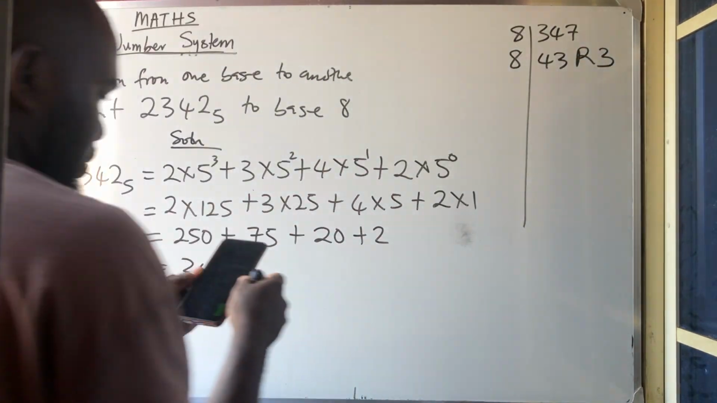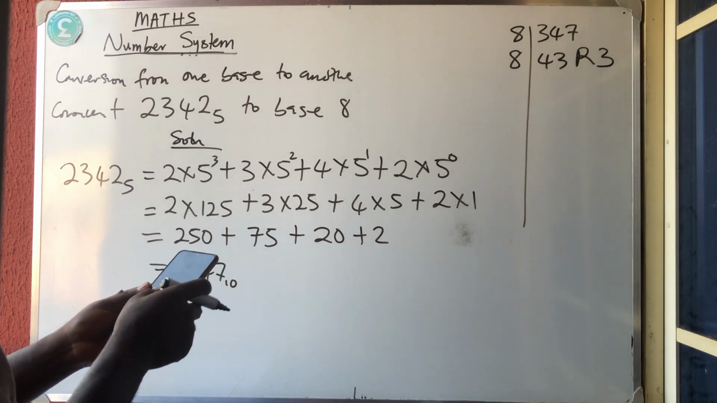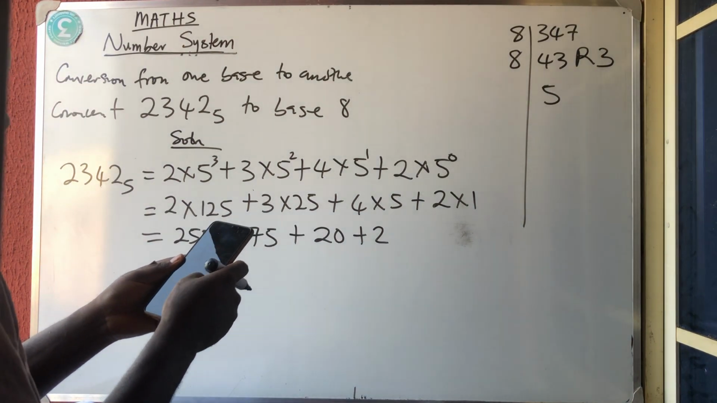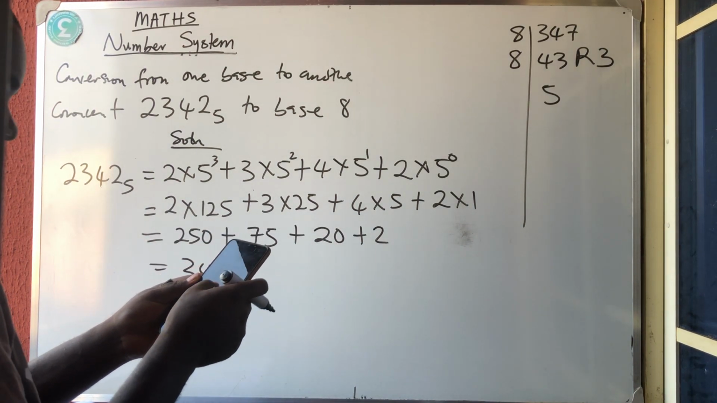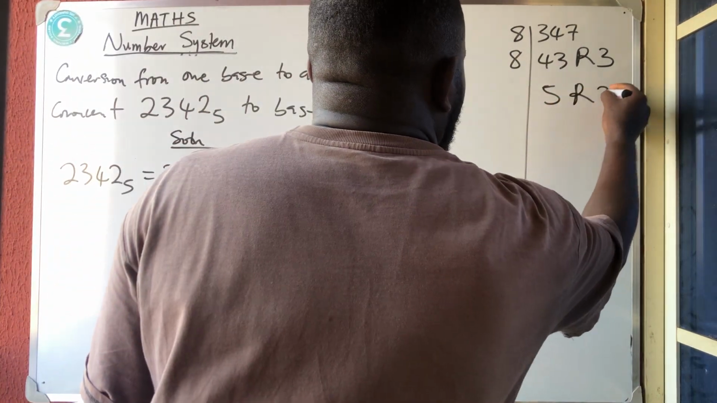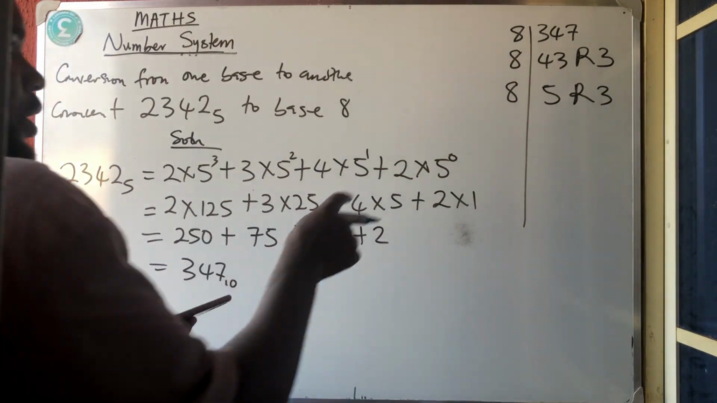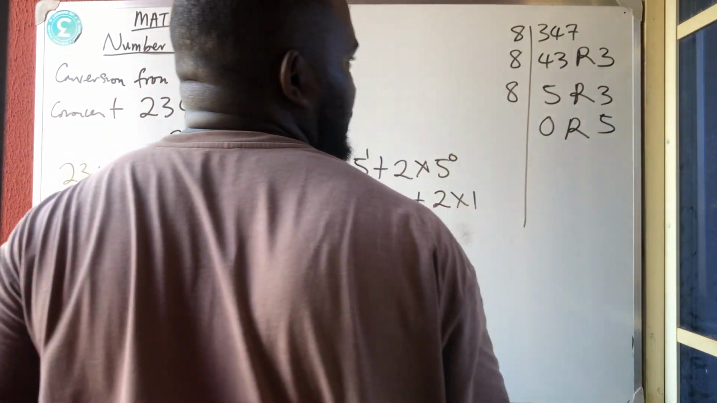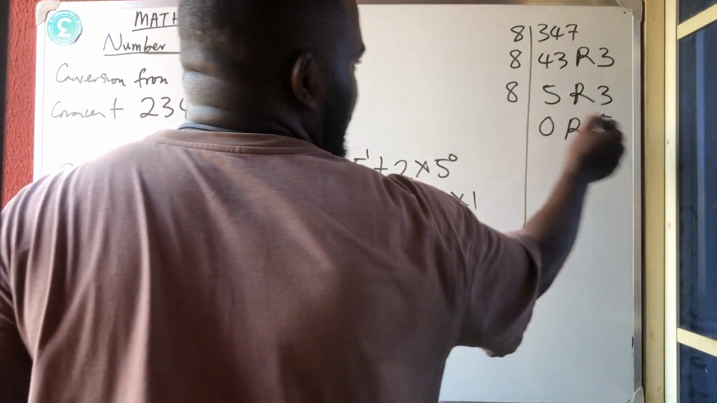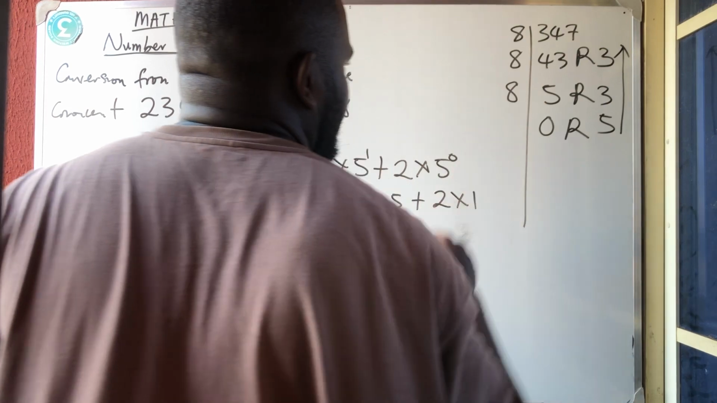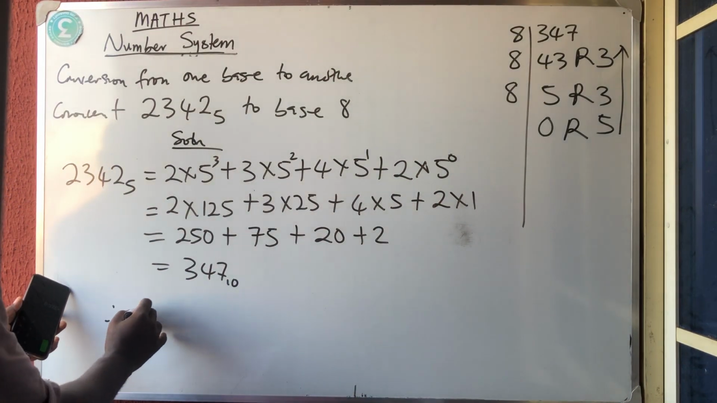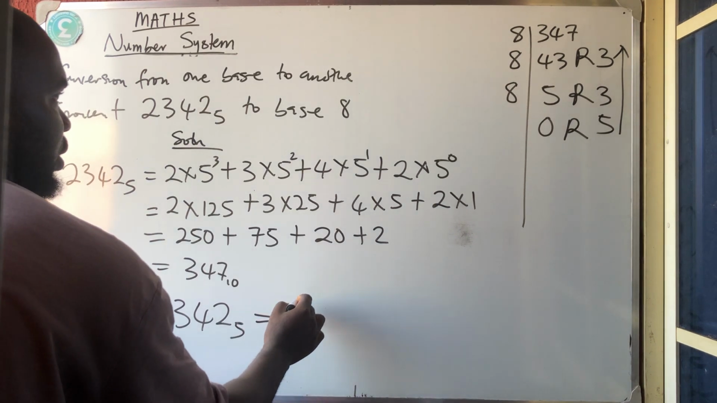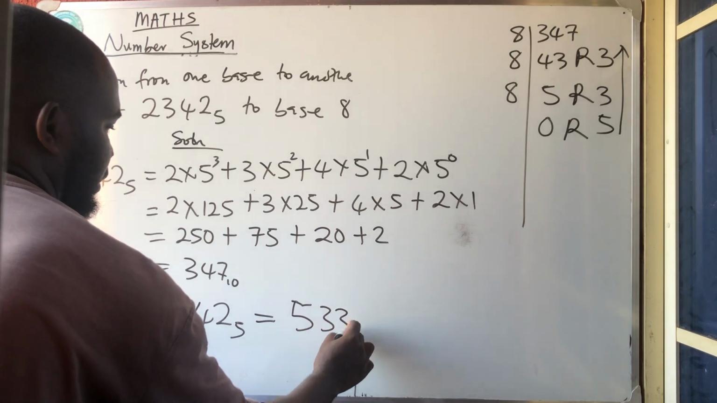Now 43 divided by 8. I'm having 5 point something. To get the remainder, I say 5 times the same 8, and the remainder is still 3. Then 5 divided by 8: 5 is now smaller than 8, so I will write 0 with remainder 5. It cannot go again because it is now smaller. Once you get 0, stop. Your answer is this. Therefore 2342 base 5 is the same thing as 533 in base 8.